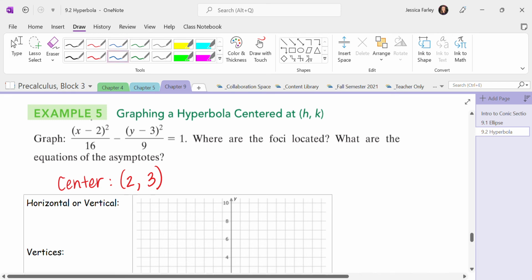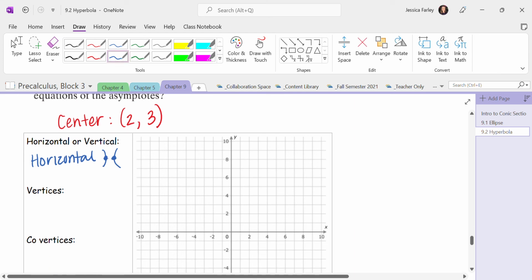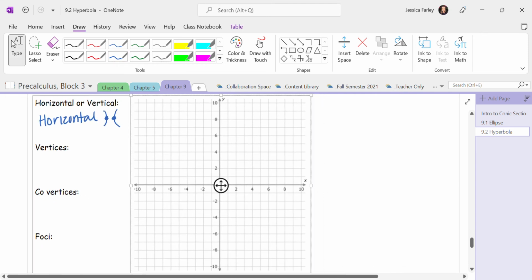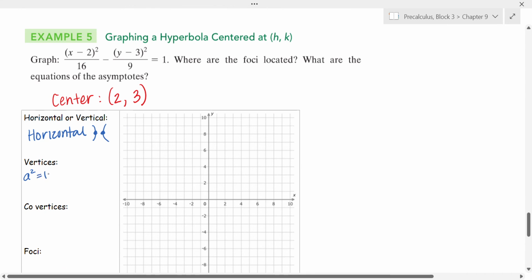So if you see the X term first, it's horizontal. It's going to go through the horizontal axis. It's going to have its vertices on the horizontal axis, and look, it kind of looks like an H. So H for horizontal. Keep that in mind as you draw your hyperbola. So vertices here are A squared. Our A squared term is 16. That means A is 4.